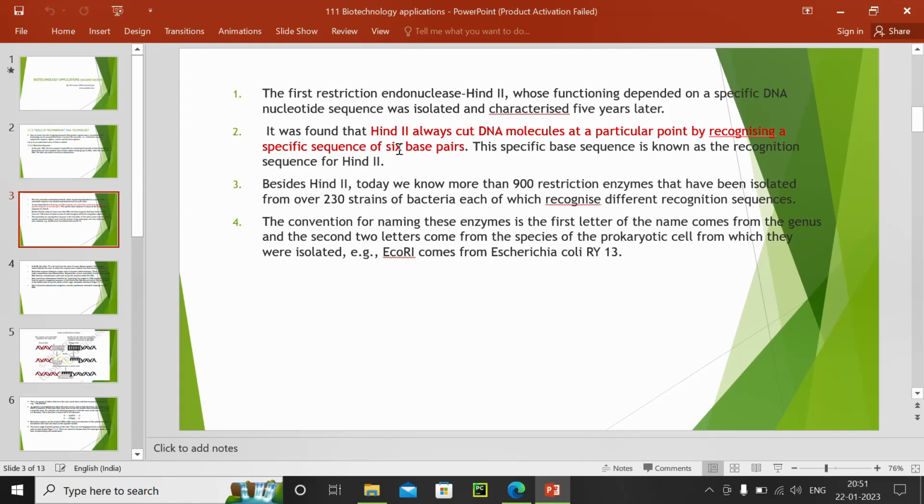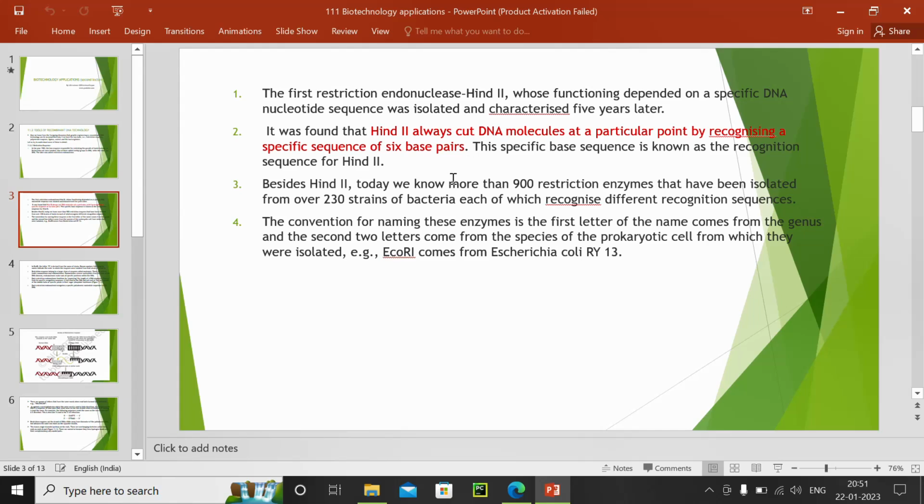It was found that Hind II cuts the DNA molecules at a particular point by recognizing a specific sequence of six base pairs. So after this study, it was found that Hind II cuts the DNA when a particular sequence of six base pairs is present inside the DNA. When this six base pair sequence comes, the restriction enzyme binds to that DNA molecule and cuts at a specific location.